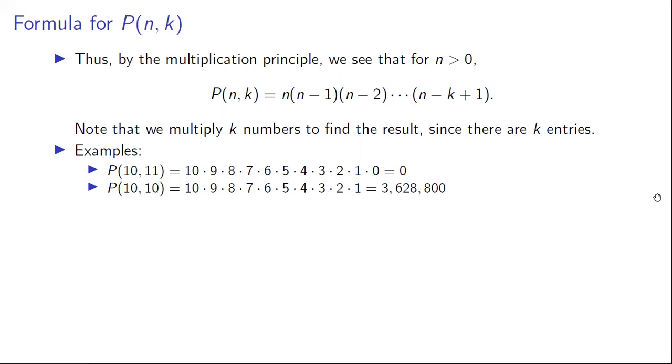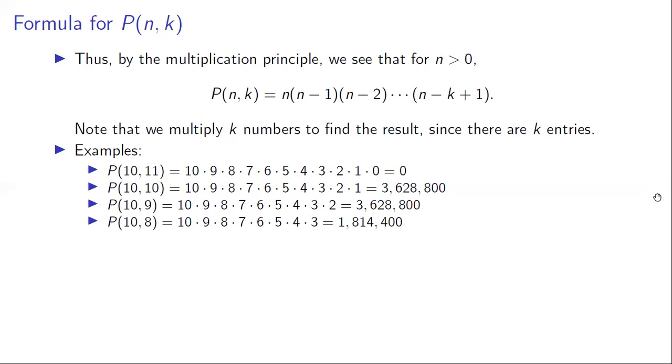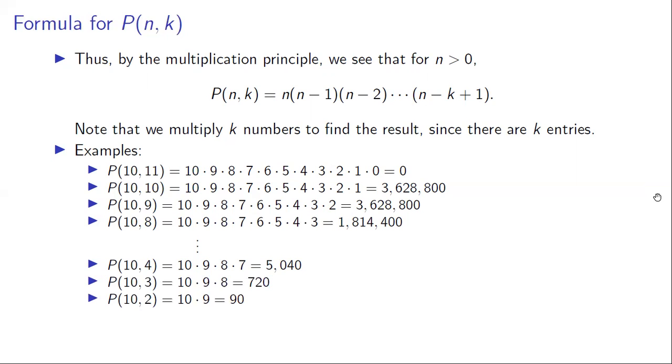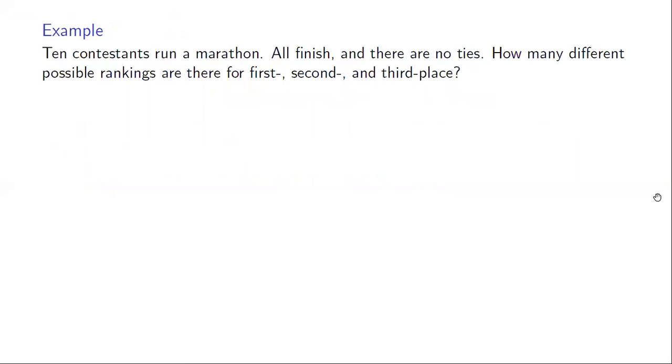How about P of 10, 10? So that's 10 times 9 times 8 times 7 times 6 times 4 times 3 times 2 times 1. Okay. How about P of 10, 9? And P of 10, 8, and so on. P of 10, 4, P of 10, 3, P of 10, 2, and finally P of 10, 1. That's just 10. There's nothing to multiply it with.